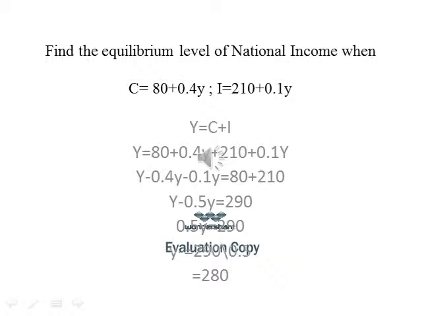All the y values are brought across to the left-hand side and all the constants are brought to the right-hand side. National income minus 0.4y minus 0.1y is equal to 290, which is the addition of 80 plus 210. 0.5y is equal to 290. National income is equal to 290 divided by 0.5. 0.5 was brought across from the left-hand side to even off the right-hand side. National income is equal to 2.